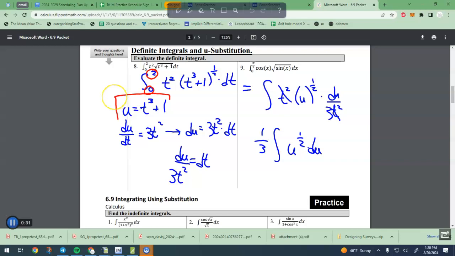Well, I do that by looking at this. u is equal to t to the third plus 1. So 2 becomes 2 to the third plus 1, which is 9. So I got to plug these two things into here so I know what they are in terms of u. Then if I plug 0 in here, that becomes 0 to the third plus 1, which is 1.